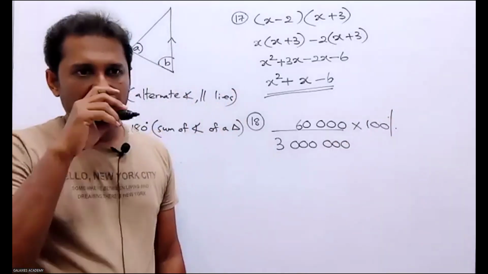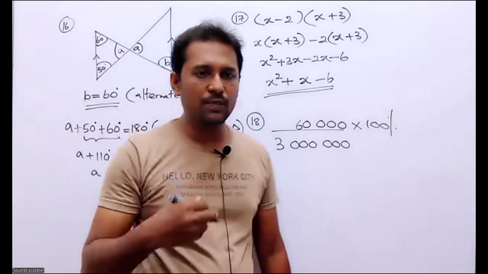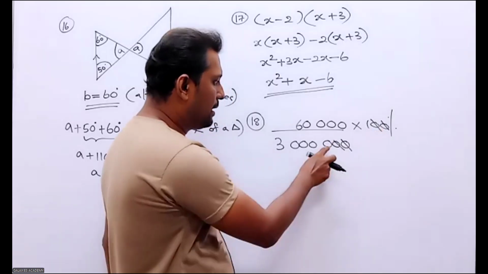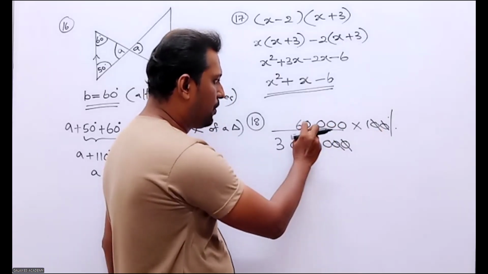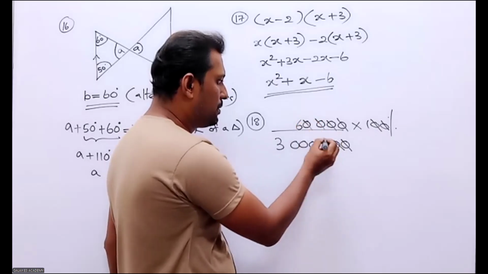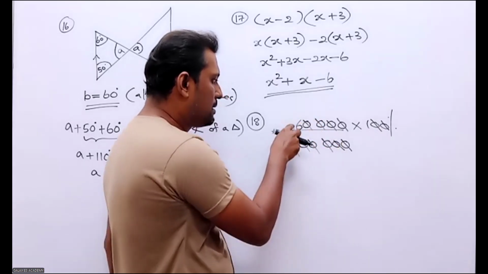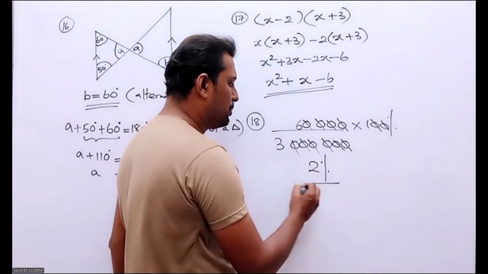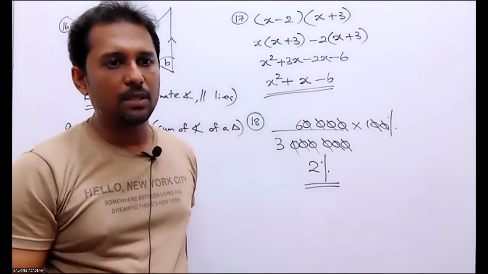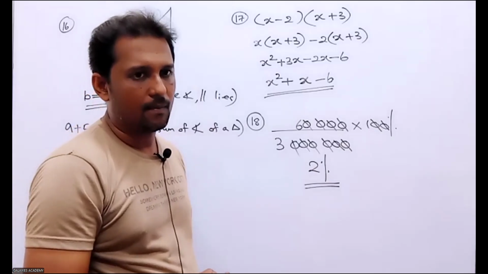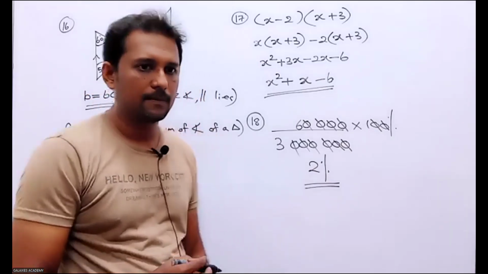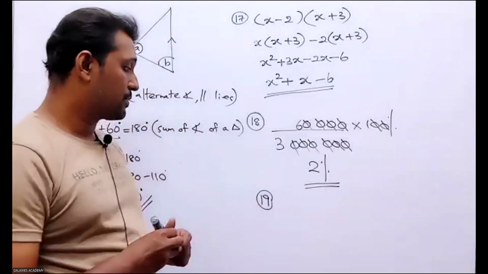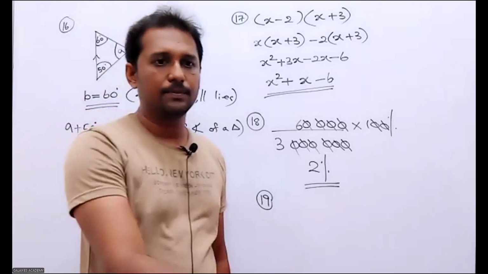Then you can simplify the numerator and denominator. Zeros we can remove. These two zeros I will remove from these two. Then another 1, 2, 3, 4 zeros I can remove. 6 divide 3, the answer is 2. So what is the percentage? Commission percentage 2%. Right? 2%. It is number 18. Then let's go to number 19.